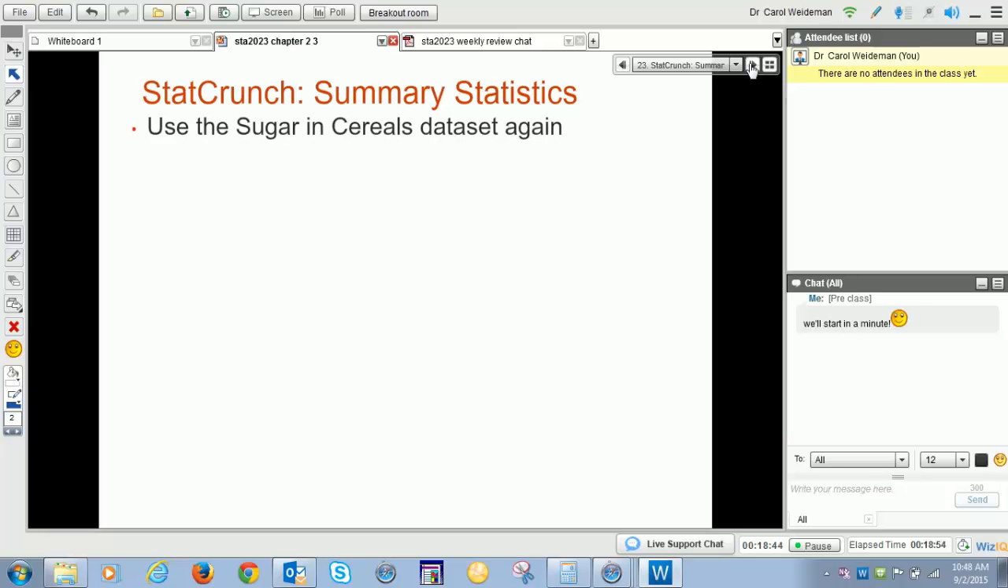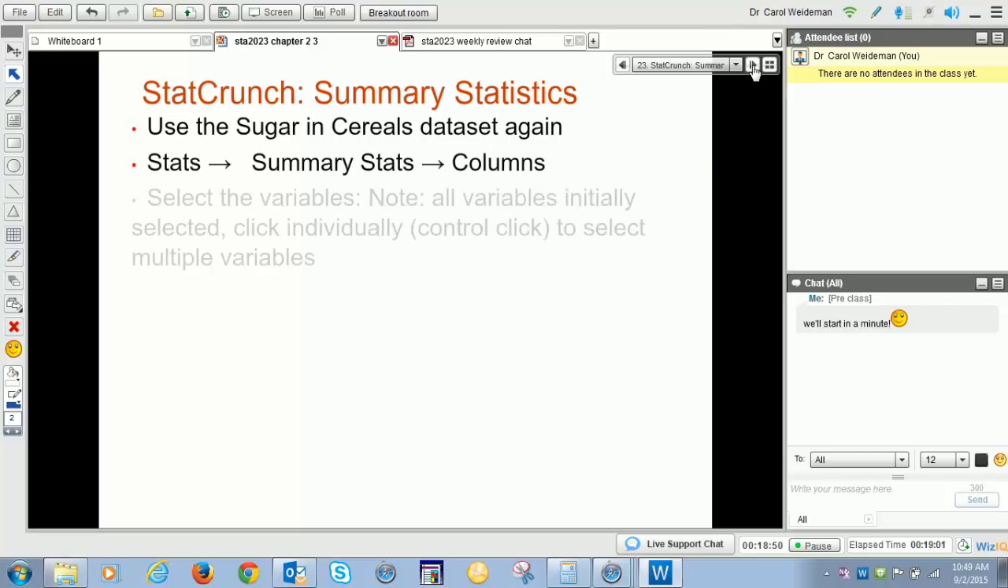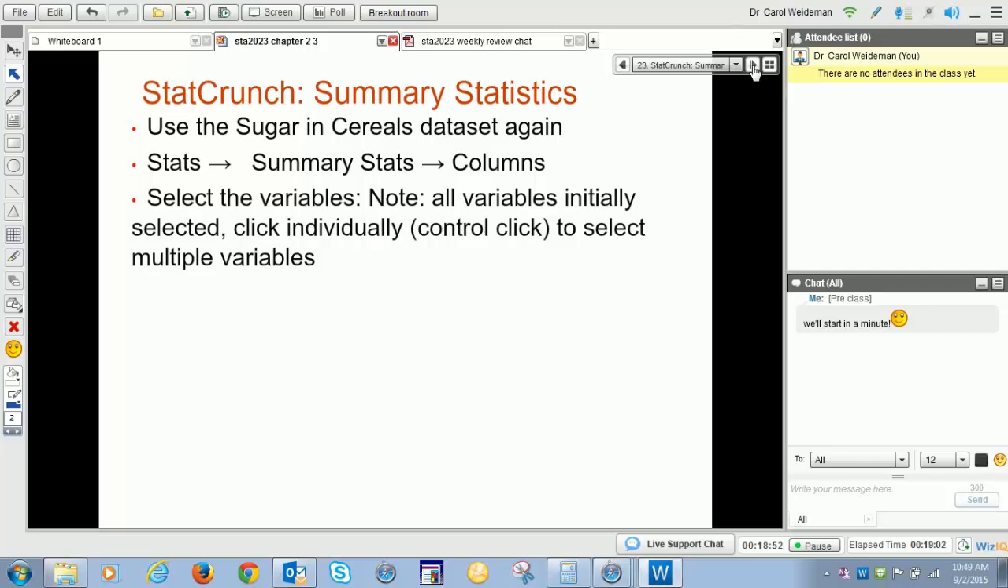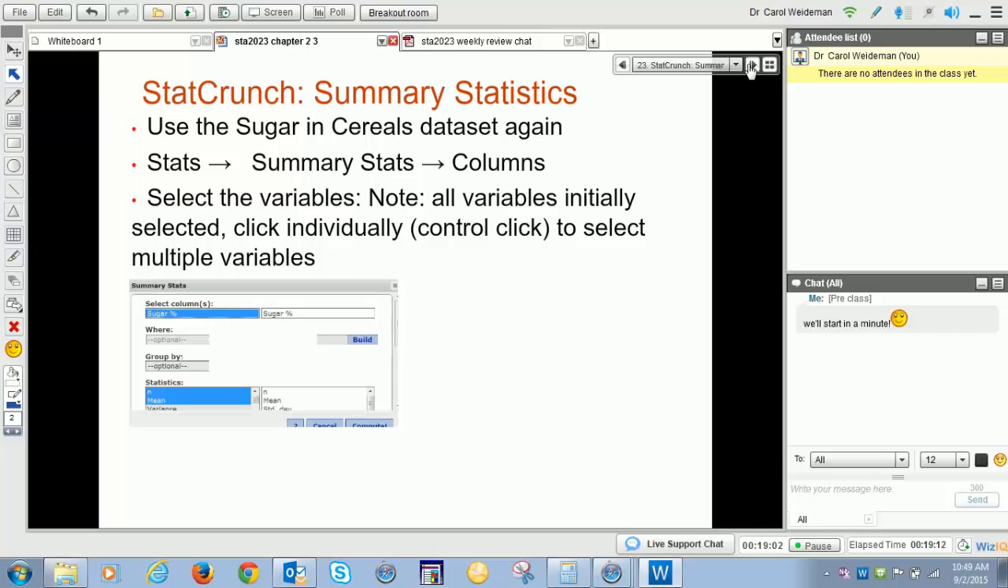So again, we can do summary statistics. Use the sugar and cereals data set again, go Stat, Summary Stats, on the columns, select the variables. Notice here that all the statistics are initially selected. You can unselect by clicking on one of them and then do a control click to select multiples. I'm talking about down here on the statistics.